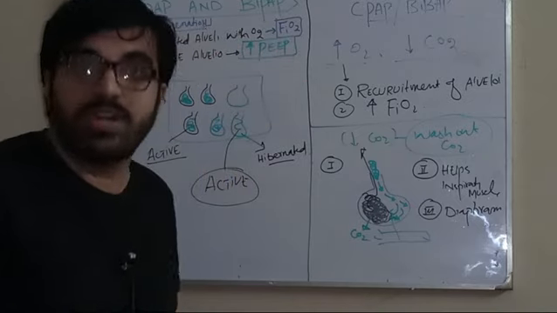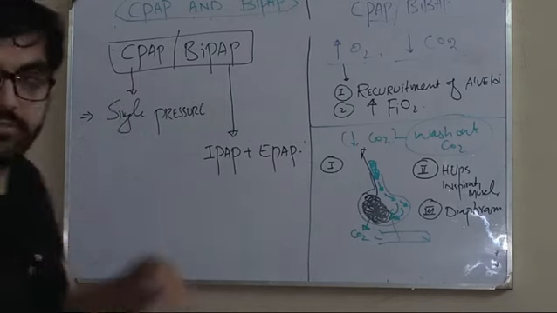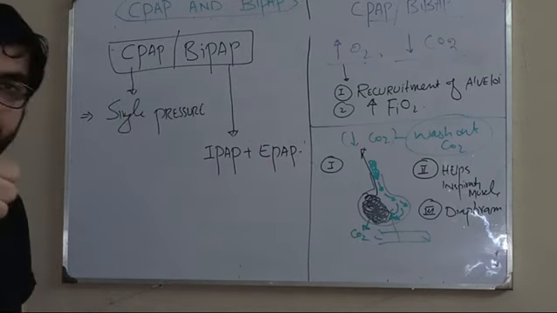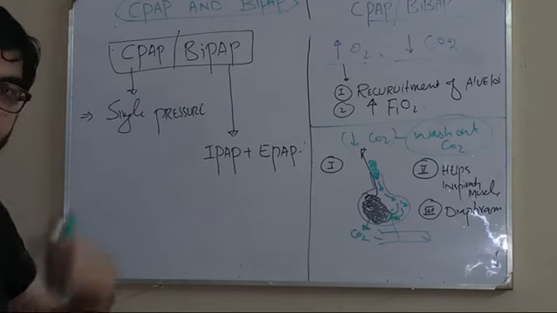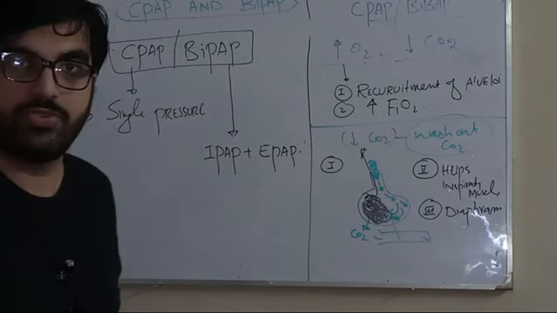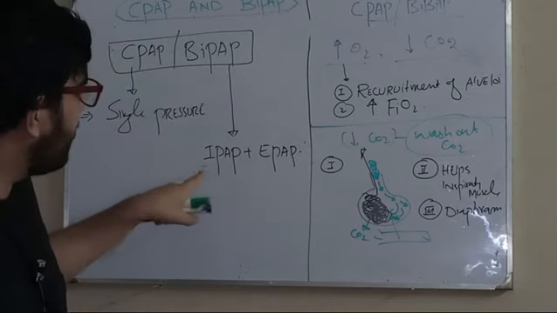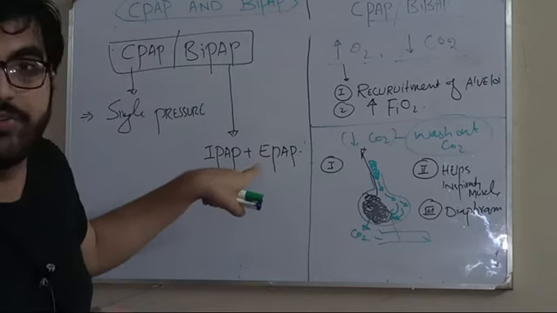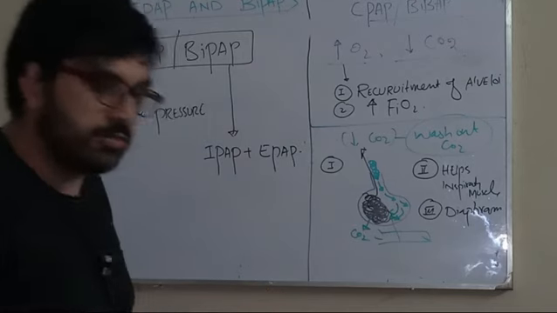Point number 3, what are the contraindications? So what is the difference between the CPAP and the BiPAP? The CPAP delivers a single pressure, whether during inspiration or expiration. The BiPAP, as the name shows, is by 2. During inspiration, we have one kind of pressure. During expiration, we have another kind of pressure.